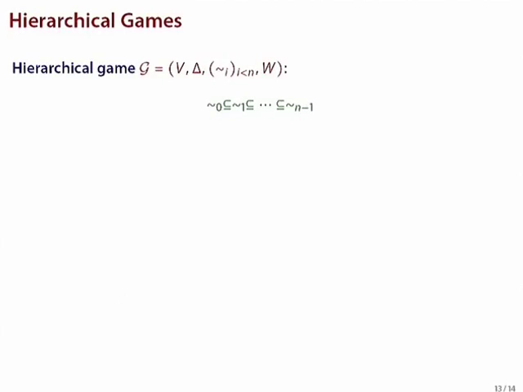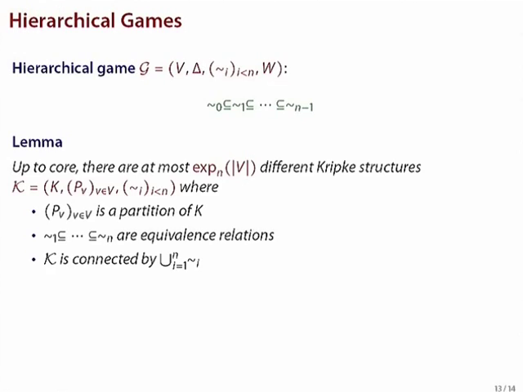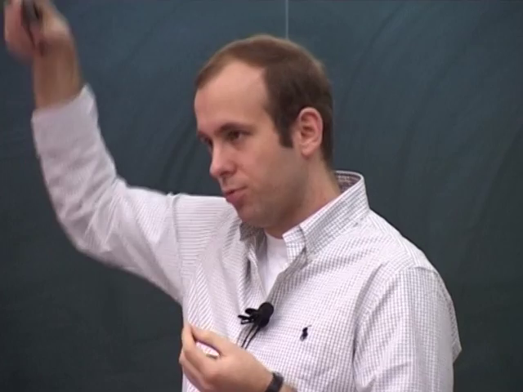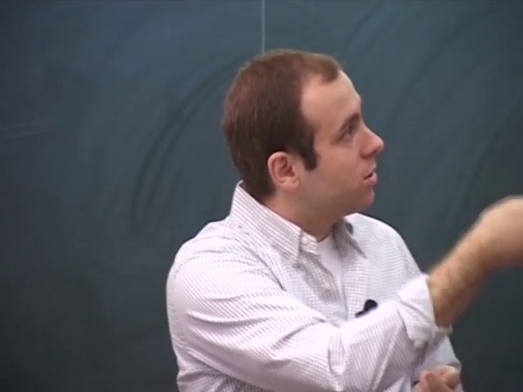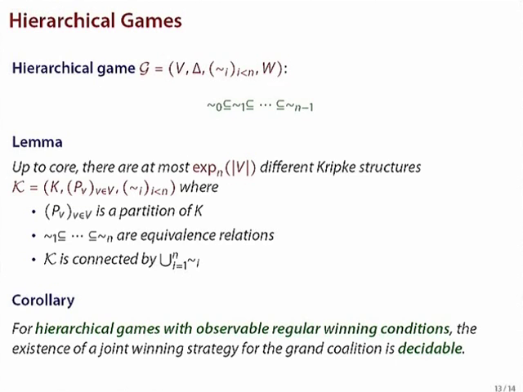And indeed, if you just look at what kind of Kripke structures you can get if the relations are hierarchical, it turns out that if there are n players and the hierarchical structure of equivalence relations, there are at most n-fold exponential many Kripke structures of this kind, which means the quotient by core of any hierarchical game will be a finite graph, which gives us this corollary that for hierarchical games with observable winning conditions, the question whether the grand coalition has a winning strategy is decidable.